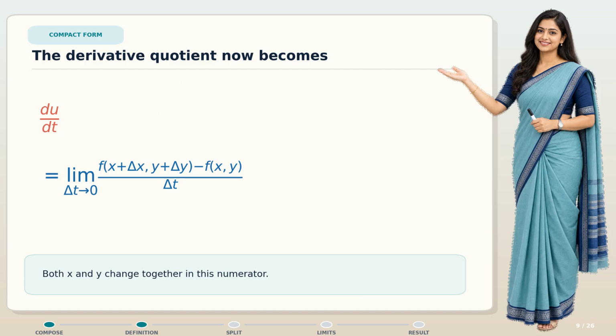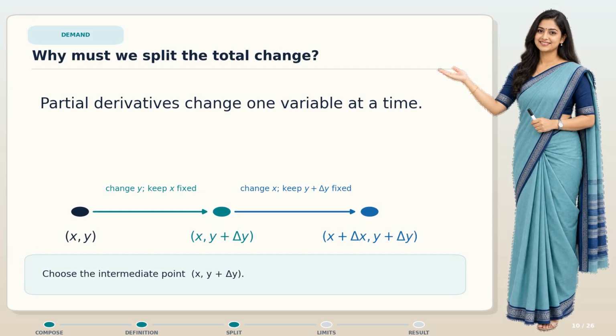Notice the difficulty. In this numerator, x and y are changing together. Our target contains partial derivatives, but a partial derivative changes only one variable while keeping the other variable fixed. The present numerator changes x and y together. Therefore, it demands a separation. We first move from x comma y to x comma y plus delta y. Then we move to x plus delta x comma y plus delta y. The middle point is the key.